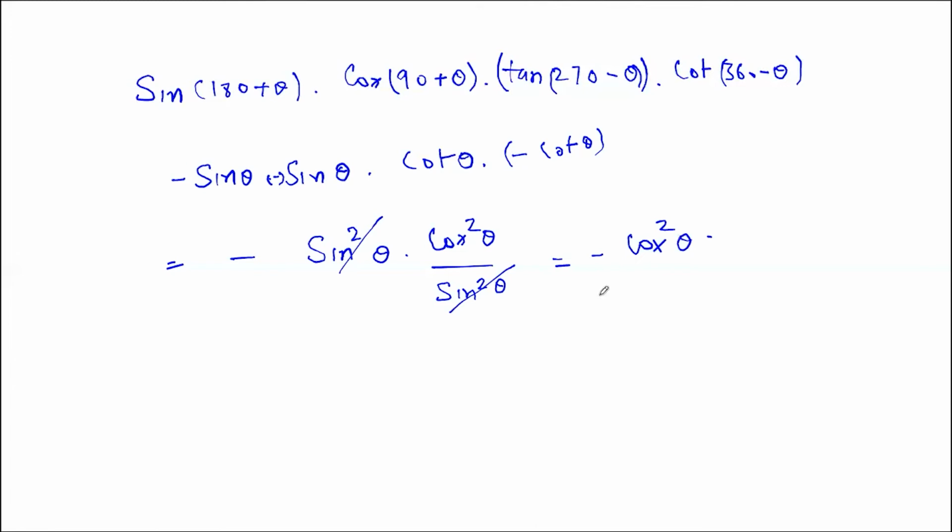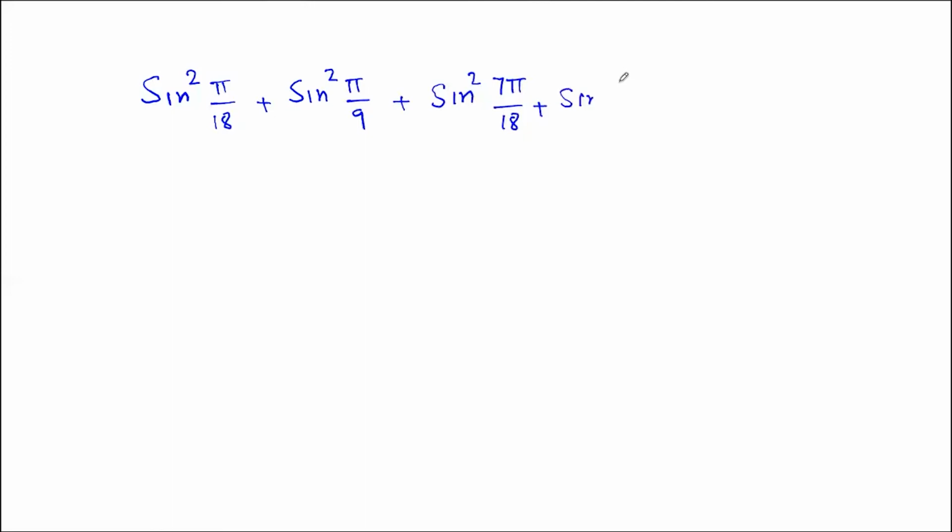Maybe you'll get the question in a different form, or maybe it's written in the form of sine square pi upon 18 plus sine square pi upon 9 plus sine square 7 pi upon 18 plus sine square 4 pi by 9.